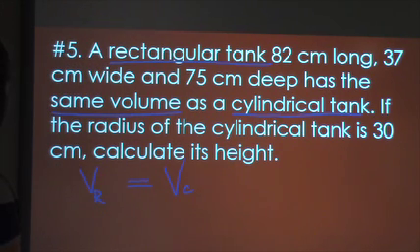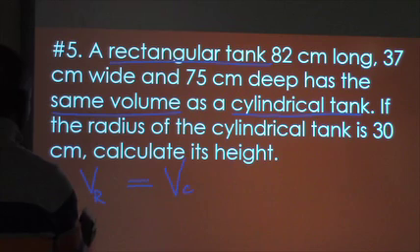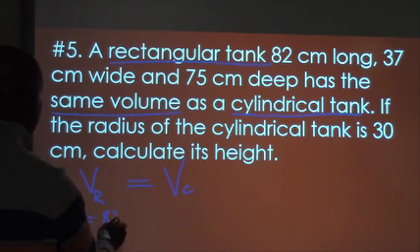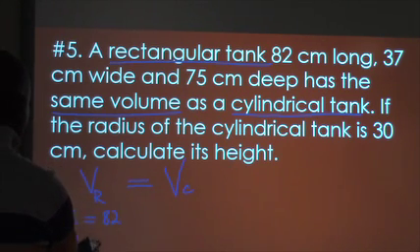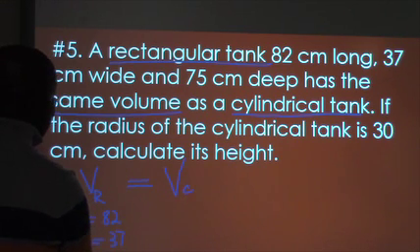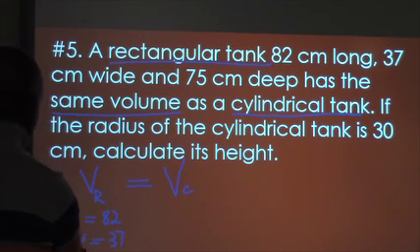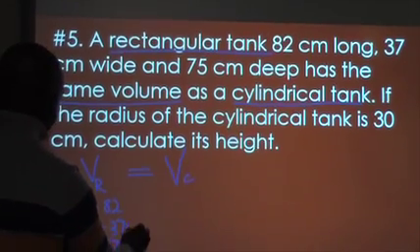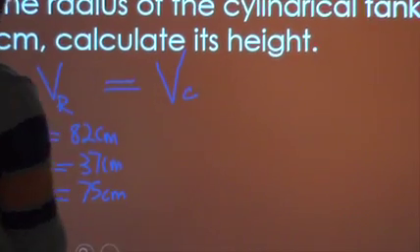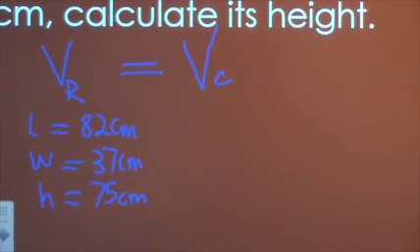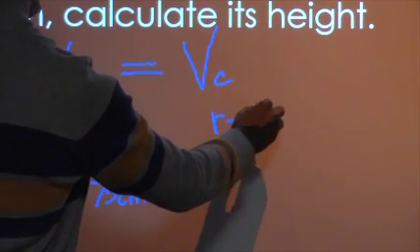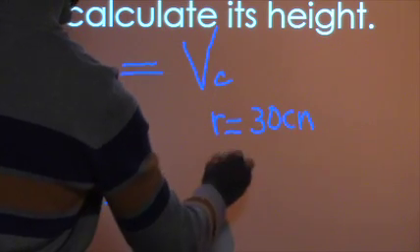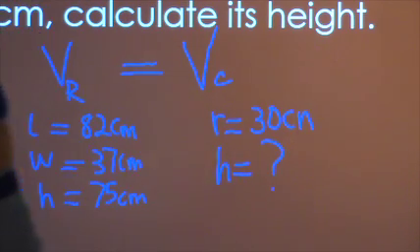Okay? Now, what do we know of the rectangular tank? We know the length to be 82, the width to be 37, and the height or the depth to be 75. So we have everything it takes to find the volume of the rectangular solid. Do we have everything it takes to find the volume of the cylindrical tank? Let's see. For the cylindrical tank, we have the radius to be 30 centimeters. Do we know the height? No. That's what they want us to find.